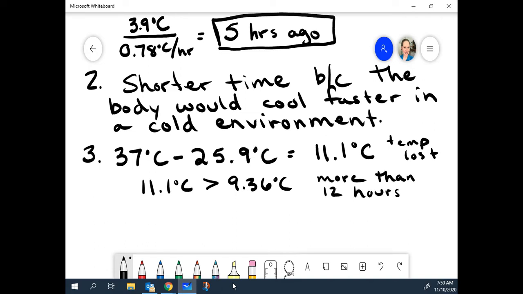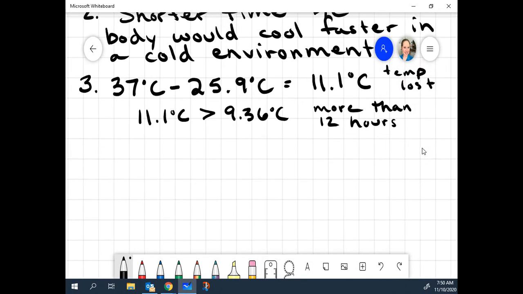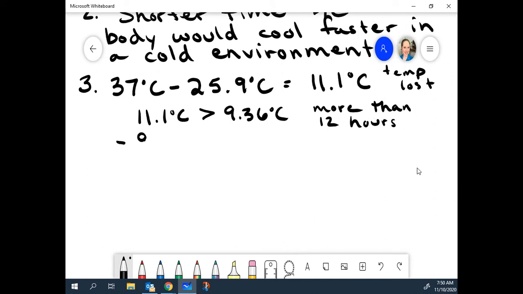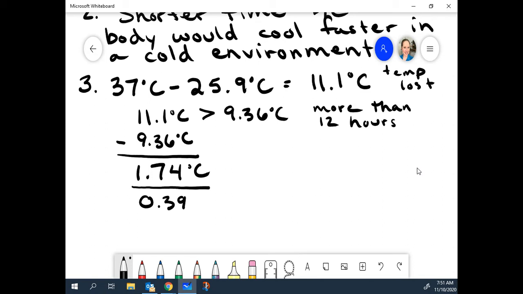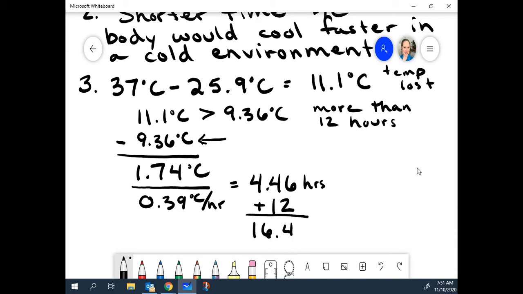So this example, we have to do a little bit differently. We need to use the 9.36 to find out how much temperature was lost after the first 12 hours. And so what does this end up being? 1.74. All right, so we can take our 1.74 and divide it by the rate of cooling for after the first 12 hours, which drops down to 0.39 degrees Celsius per hour. And what did we get here? 4.46 hours ago. But am I done? I took out the temperature lost for the first 12 hours. Now I have to put those first 12 hours back and get 16.46 hours ago as my answer.